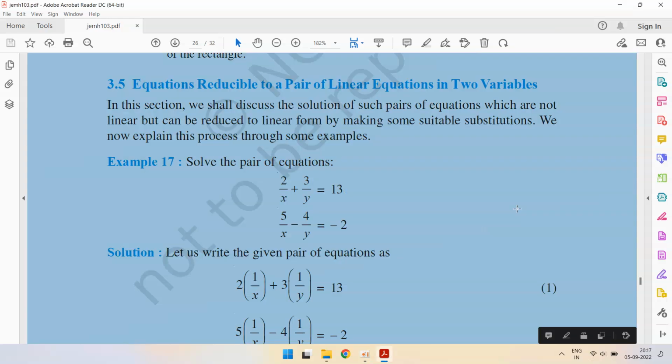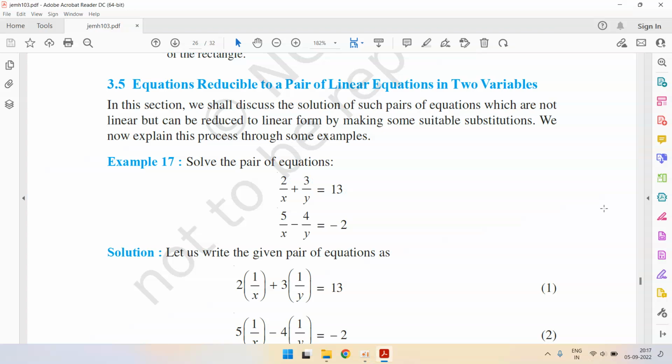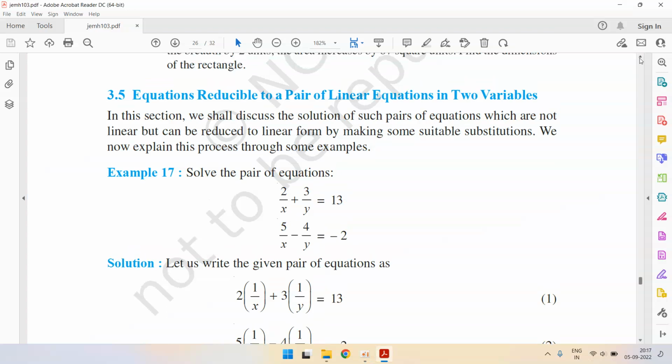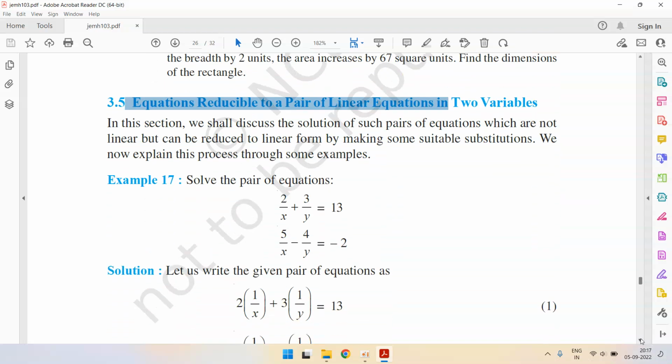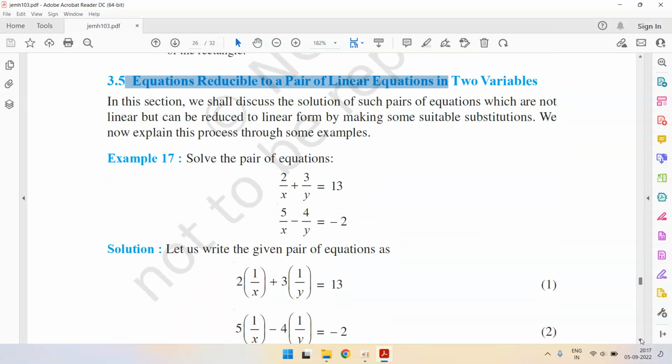So in the last lecture I have completed this previous exercise before 3.5 section. Now let's start with equations reducible to a pair of linear equations in two variables. See, this is reducible to a pair of linear equations in two variables. It is not directly a pair of linear equations in two variables, but it is reducible to.